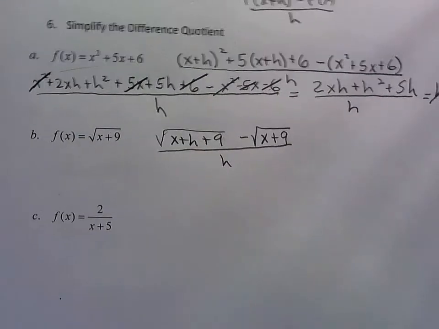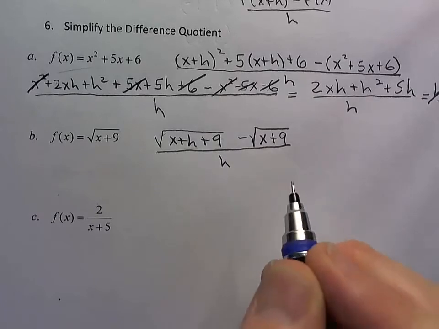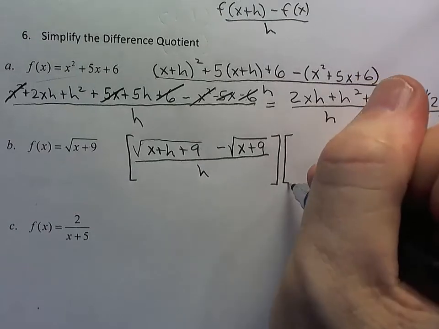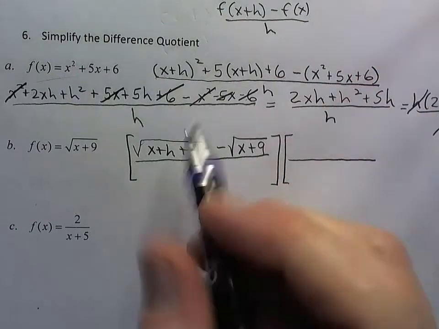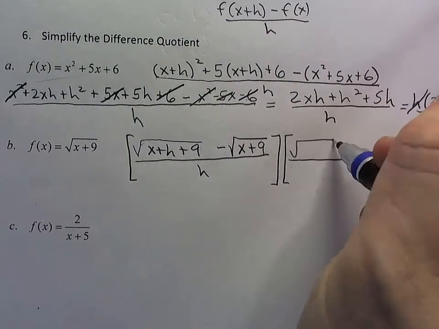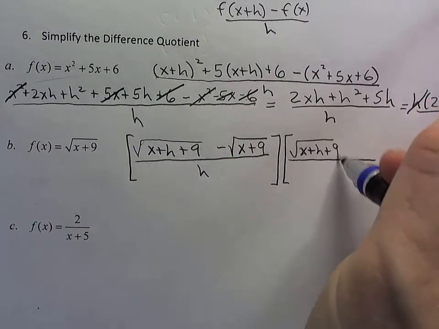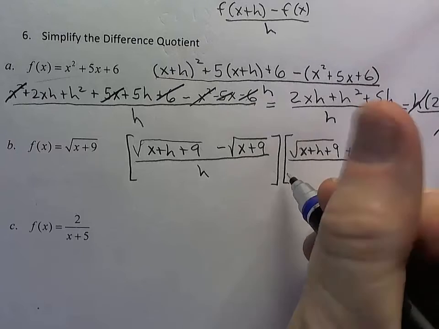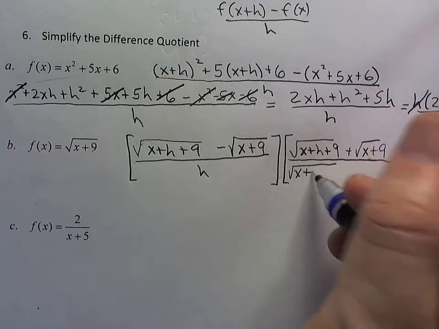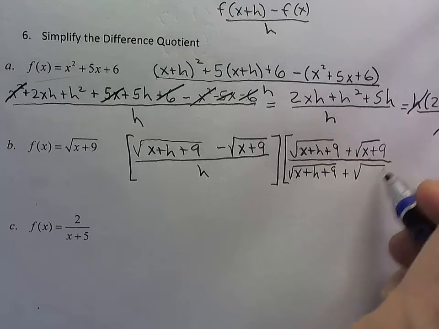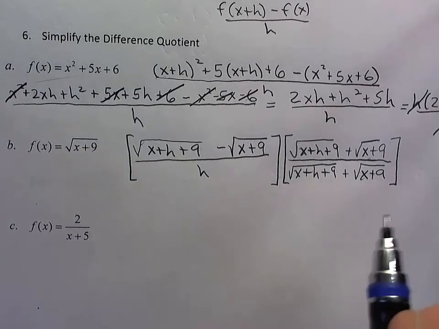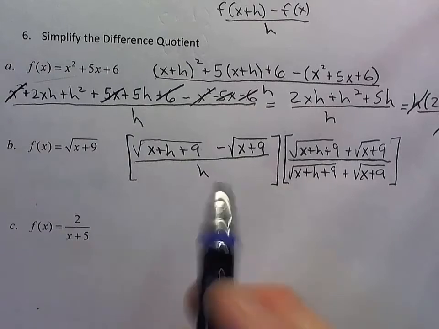Okay? Now, the trick with this one is to multiply by the conjugate. So what I'm going to do is multiply the top and the bottom by the conjugate of the top here. So this is going to be the square root of x plus h plus 9 plus the square root of x plus 9. And I'm going to do that same thing to the bottom. You can't just do it to the top.